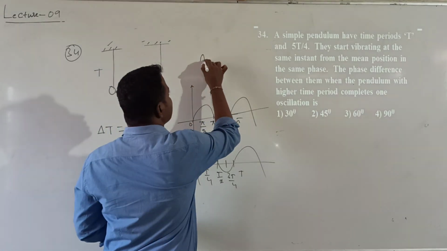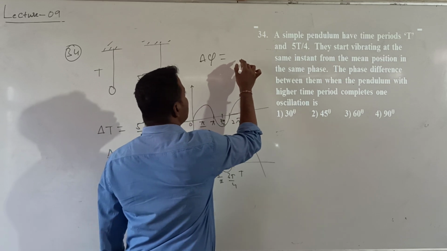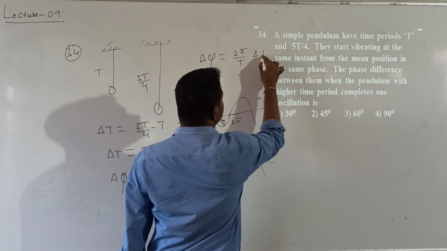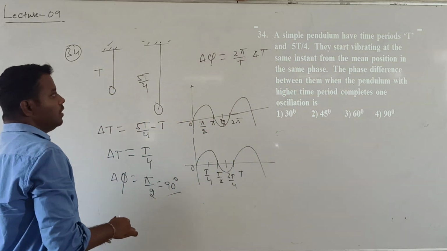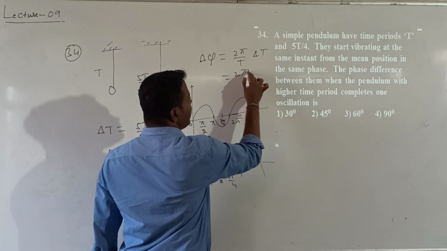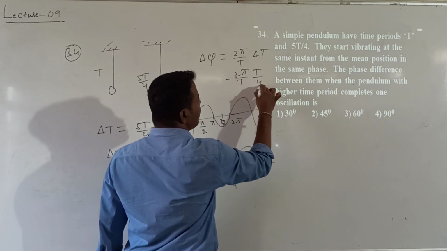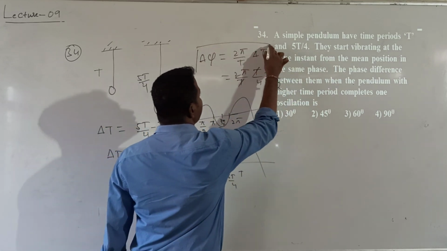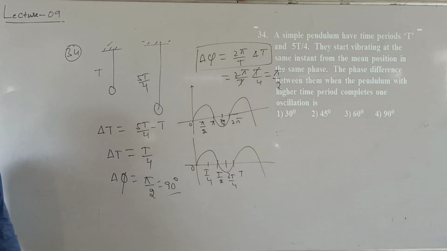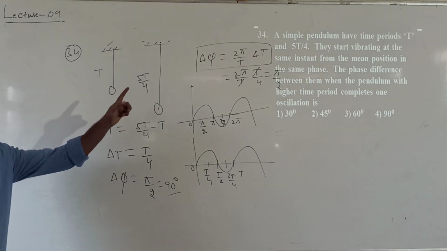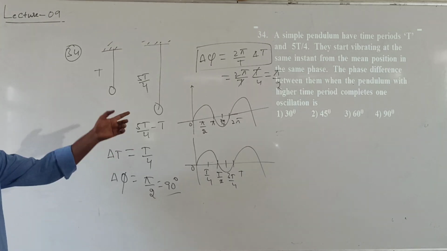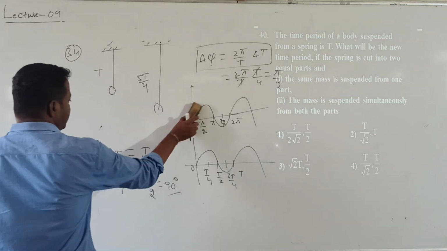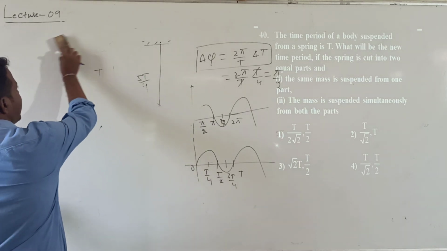So what is the phase difference? Phase difference is equal to 2 pi by T into time difference. So what is 2 pi by T into a time difference of T by 4? T cancels. What will I get as the answer? Pi. This is the relation between phase difference and time difference: phase difference is equal to 2 pi by T into time difference. Okay? So this was question number 35. Next, question number 40.